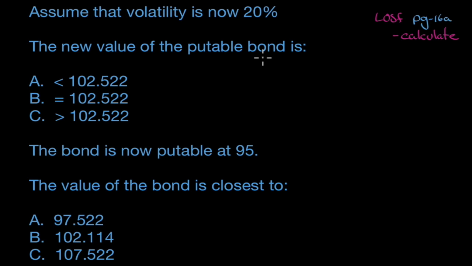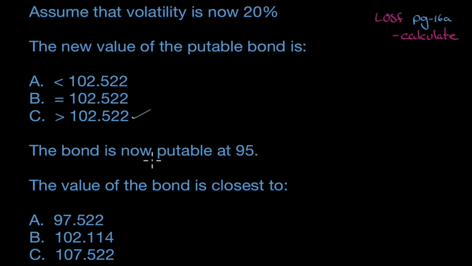Does the put increase or decrease the value of a straight bond? Well, it increases the value of a straight bond, so it should be greater than the last valuation we arrived at, which is 102,522. It should be greater than. There's our answer right there.